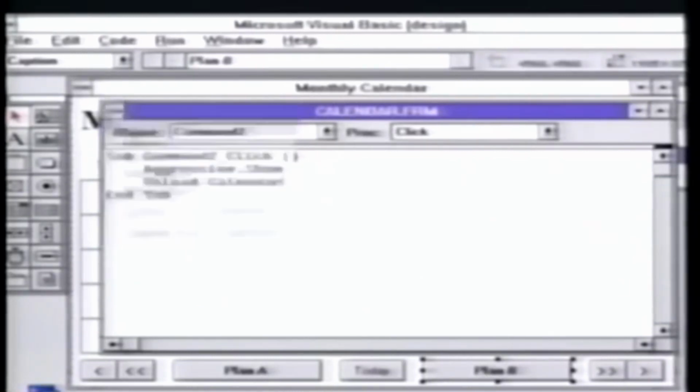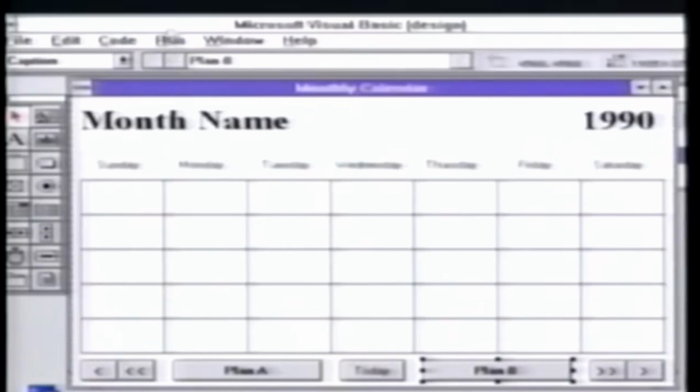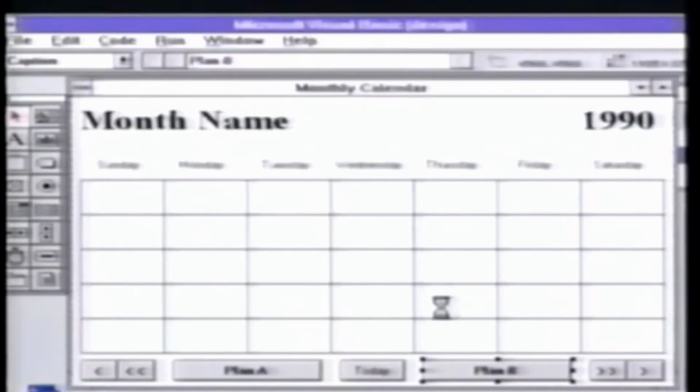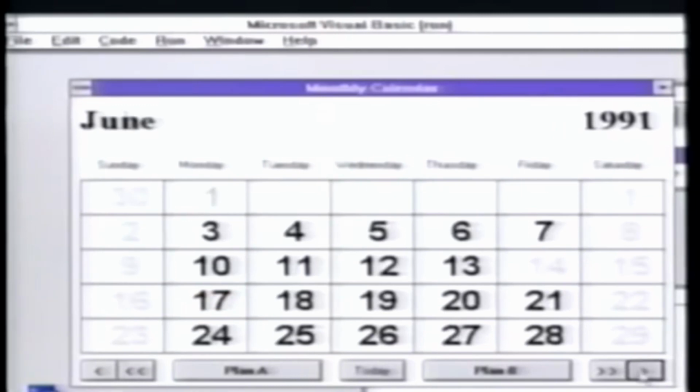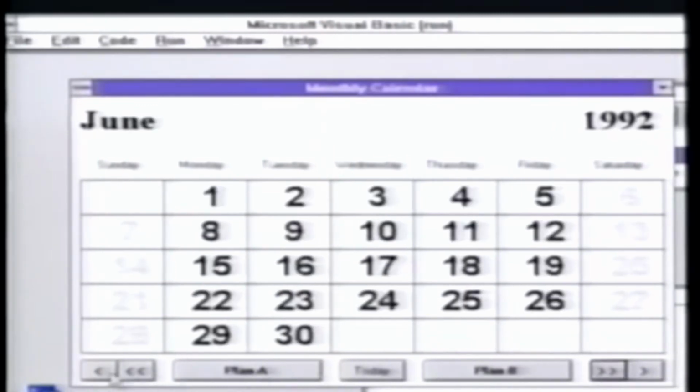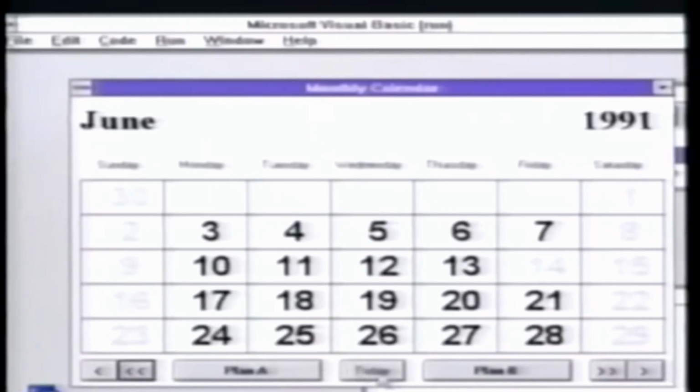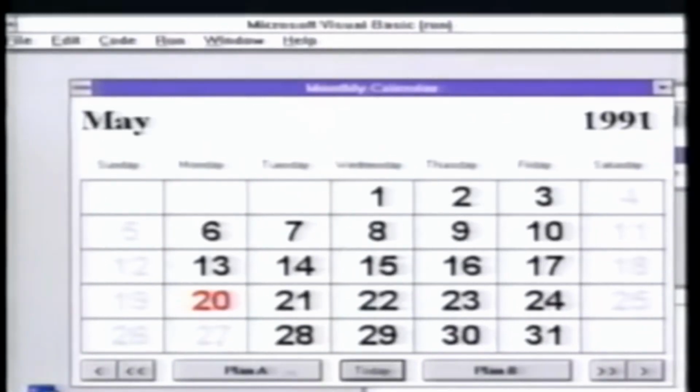Now, all we have to do to test out that code and see if it works is to give the run command, and it's compiled up very, very quickly, and here we can see the application is running. If we want to move forward month by month, we just click here, or move back, or move forward a year at a time, or move back a year at a time, or move it back to today's date. So that's pretty simple stuff. These new little buttons I've added, though, give us a really unique feature.